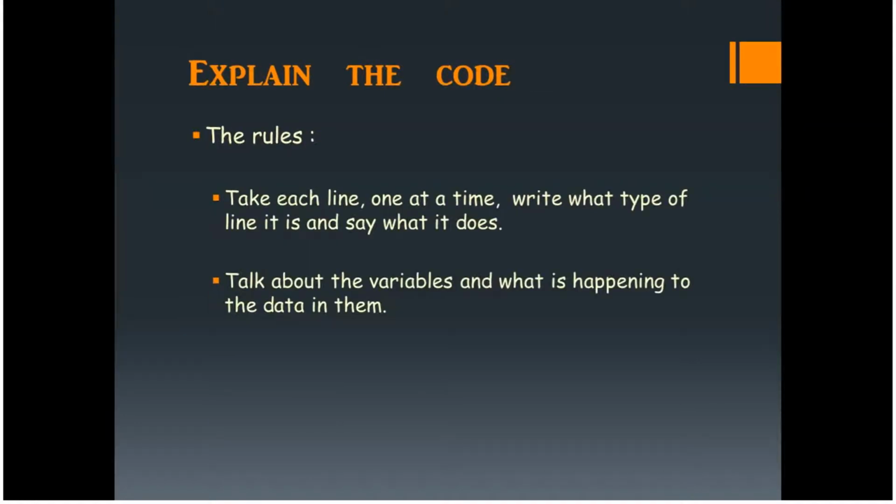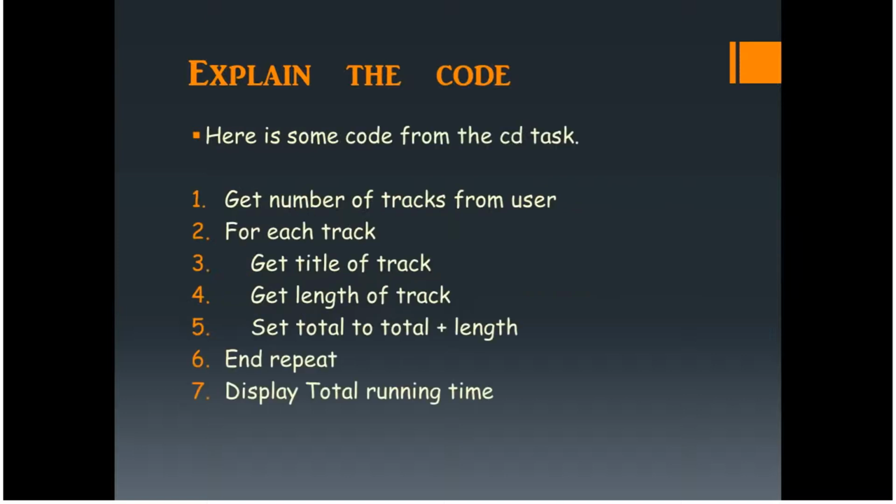Now, when you're asked to explain the code, there are some simple rules you need to follow to get your marks. Firstly, make sure that you take each line one at a time, write down the line number, write down what type of line it is. Is it an input? Is it an output? Is it a process? Is it a condition? Is it an if statement? And then you say what the line does. Now, when you're saying what the line does, you talk about the variables and you talk about what is happening to the data inside the variables. That's what the markers are looking for. And if you follow these rules, you'll get it right.